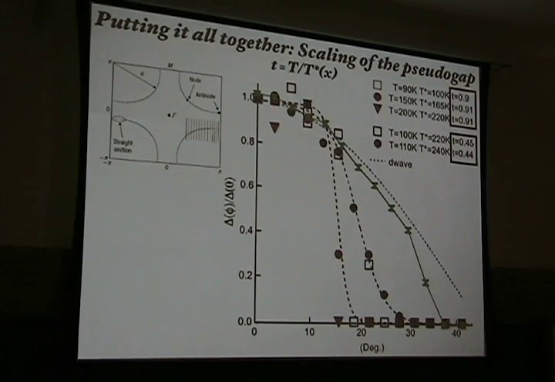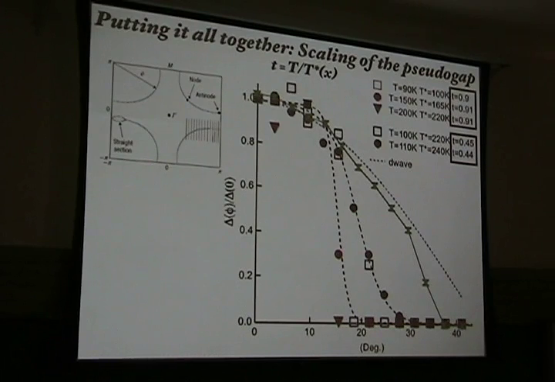Here's another example with a different little t: two samples which again have different T star, different TC, but the same little t, and they also scale together. So at any temperature, it doesn't matter what the temperature and the doping is, the only quantity that matters is this little t, and that's it. So it really is true scaling, not just of the arc length, but of the entire gap.